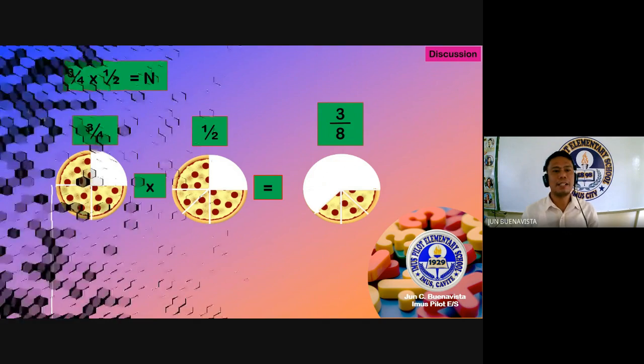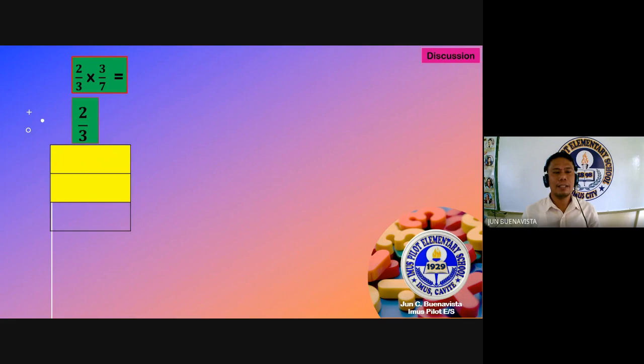Okay, let's have another example here. We are going to multiply 2/3 times 3/7. All right, so we are going to illustrate the 2/3. All right, that is 2/3. So one whole is divided into three equal parts, and the two parts are shaded.